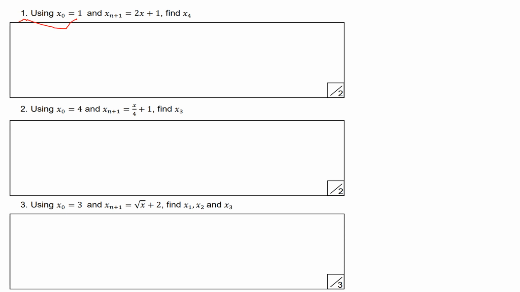Let's do question number 1. Using x0 equals 1 and xn plus 1 equals 2x plus 1, find x4. The notation here looks pretty horrible. Xn plus 1, what does this mean? Well, all it's saying is the next term in the sequence is given by the arithmetic sequence.